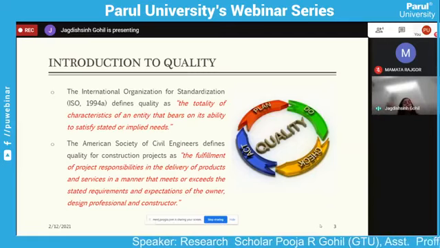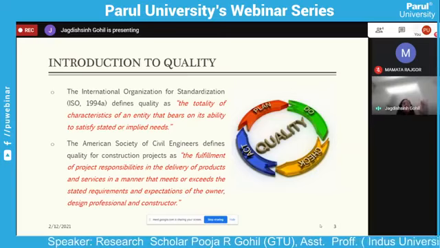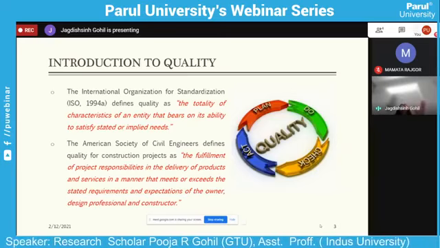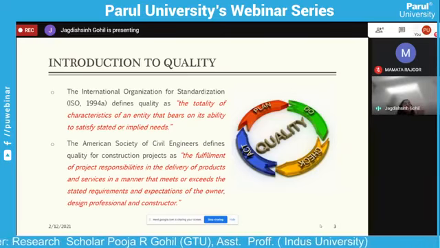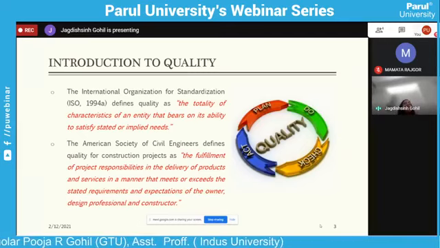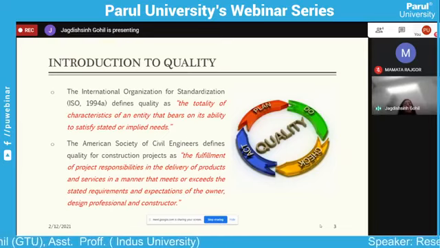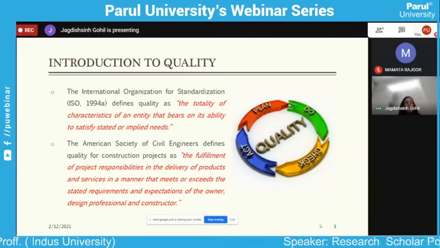For whatever reason we are building or constructing that project, it should fulfill that need at the end of the day. That's it. If it is fulfilling, that means the product or project is of good quality. If not, we should consider quality and think over it. The project should be modified or made of better quality. Fine. This is just a simple definition of quality.